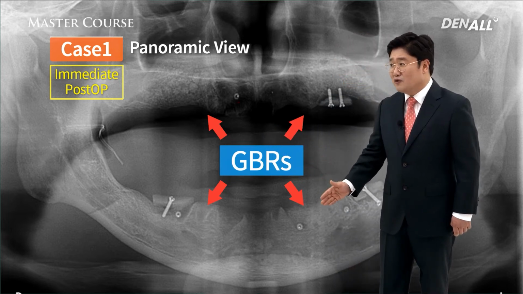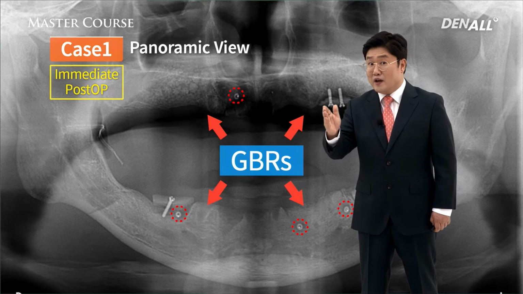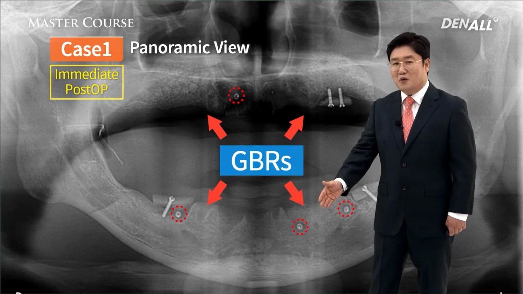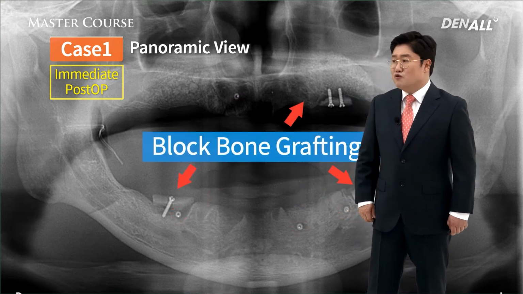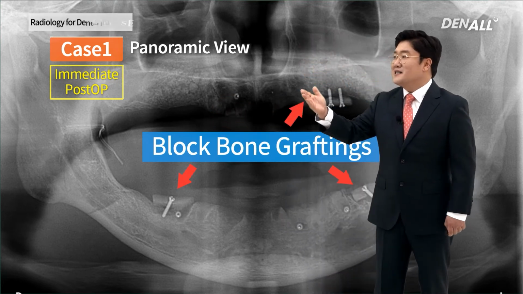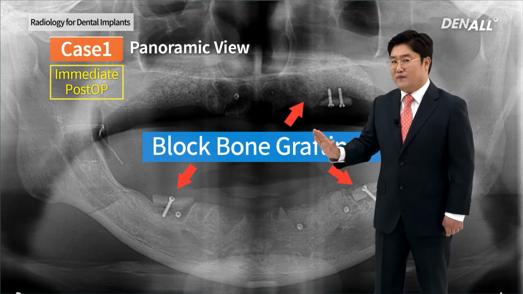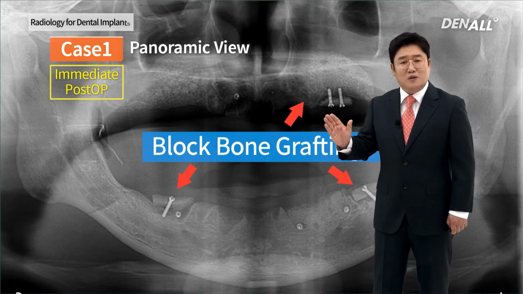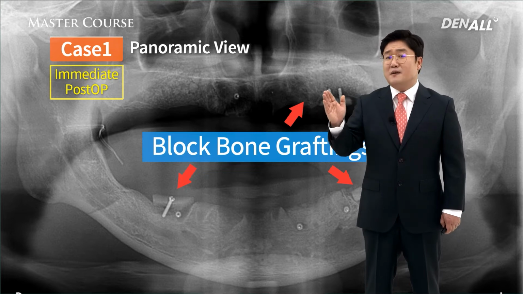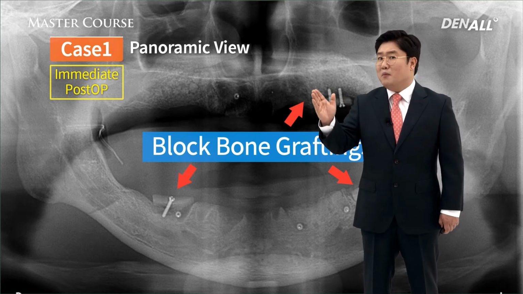The round things are the bone tacks to fix the membrane. They appear on the X-ray like this. And in this patient, the block bone was taken from the lower posterior, and that is divided and grafted to the upper left posterior and bilateral posteriors in the lower jaw. Very complicated procedure. It was difficult to do all of these at once, but thanks to CBCT, cone beam CT, the surgery could proceed very smoothly and easily.